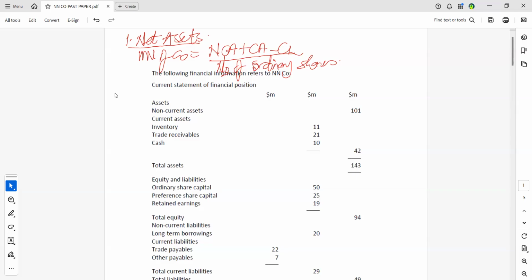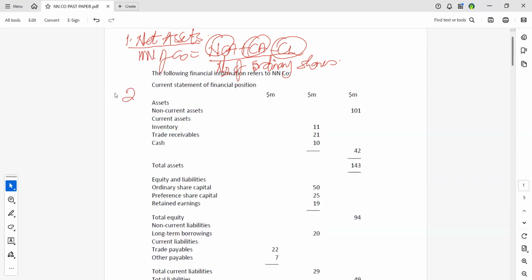If the examiner does not come out with any assumption, which they will not do, we look at the total non-current assets plus the current assets minus the current liabilities. You divide it by the number of ordinary shares to get the value per share.